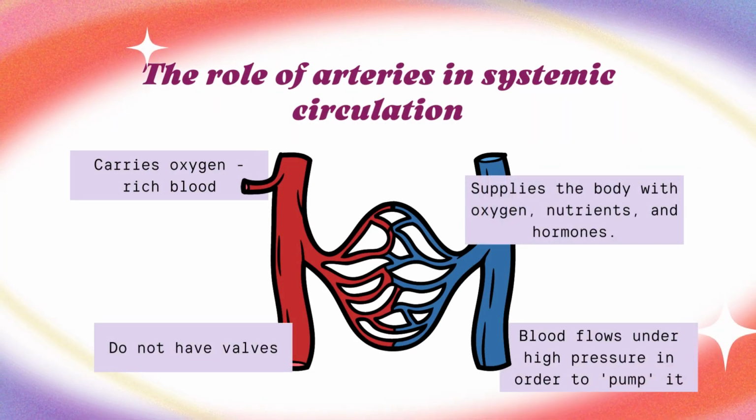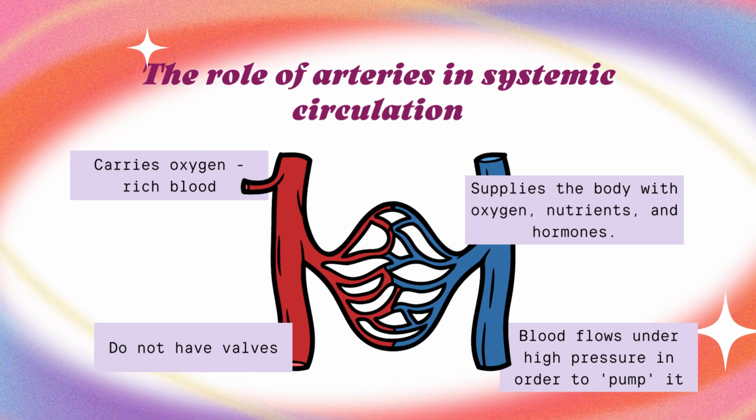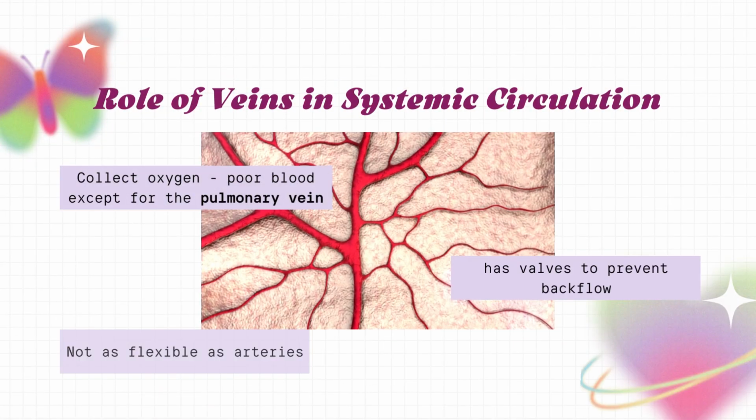Now, the role of arteries in the systemic circulation is to carry oxygen-rich blood away from the heart and towards the body. They do not have valves, unlike the veins, because blood flows under high pressure. They play an essential role in supplying the body with oxygen, nutrients, and hormones that the body needs for function.